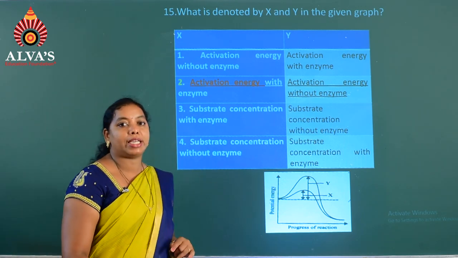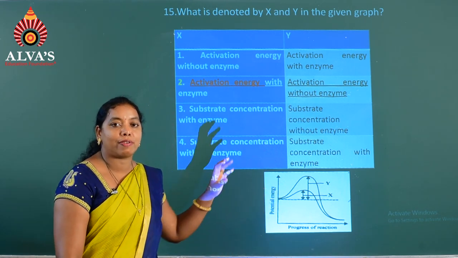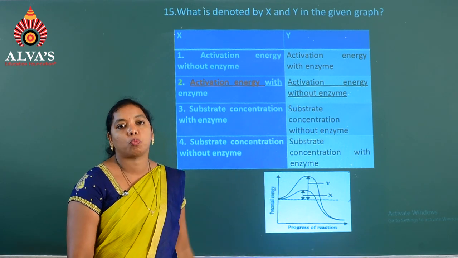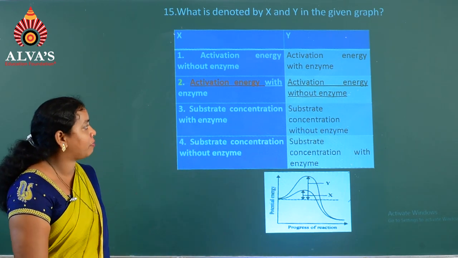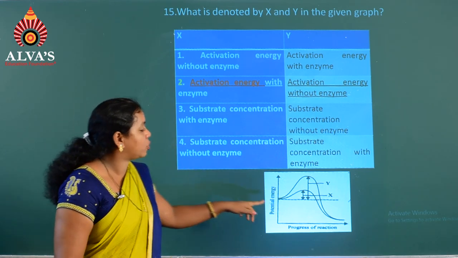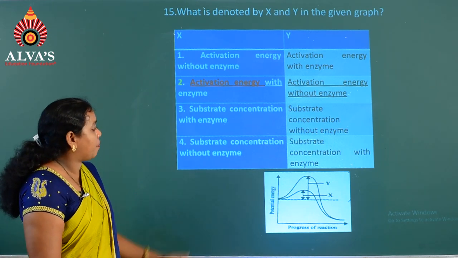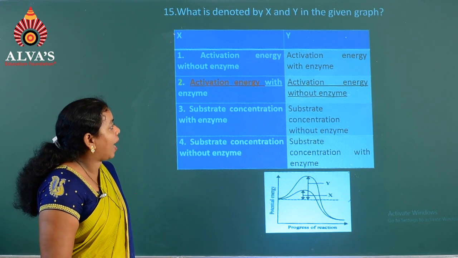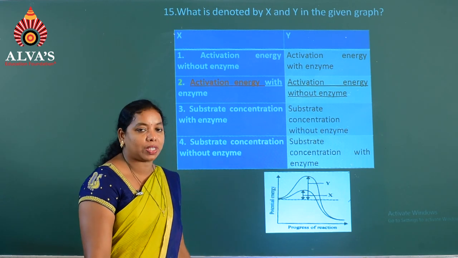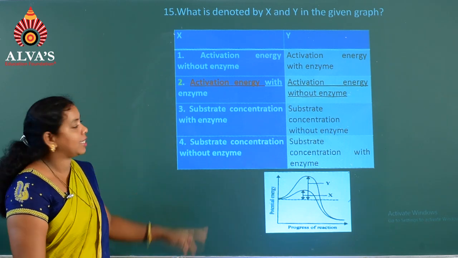Generally, this graph indicates that whenever the enzyme is present, the activation energy is less. Whenever the enzyme is absent, the activation energy is more. So, based on that we have to identify, hence the correct option for this question is X means activation energy with enzyme, whereas Y is activation energy without enzyme. Whenever the enzyme is present, activation energy is less. When the enzyme is absent, activation energy is high. So, the correct option is the second one.